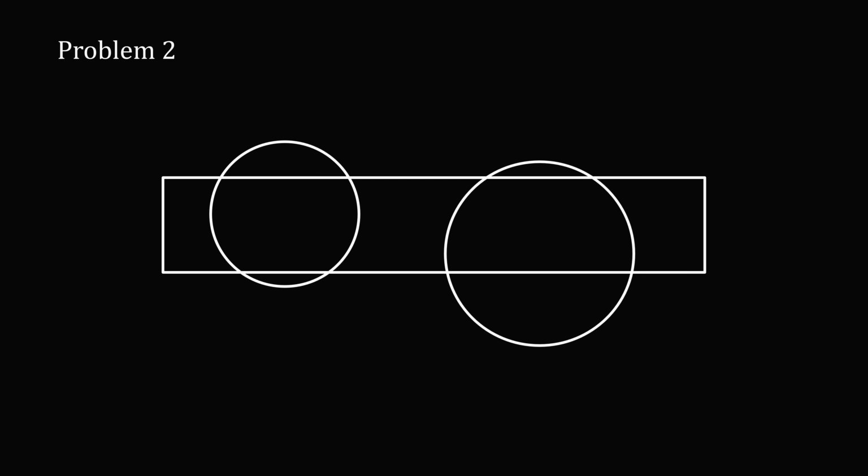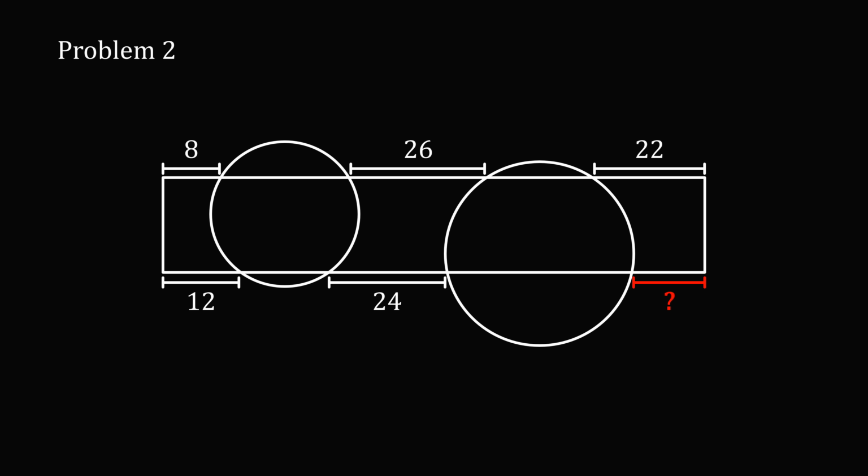Problem 2. This comes from a Math Kangaroo competition. A rectangle is divided by 2 circles. The top side of the rectangle is divided into 3 segments, as is the bottom side. The 3 segments on the top side have lengths of 8, 26, and 22. On the bottom side, 2 lengths are equal to 12 and 24. What is the third length equal to?